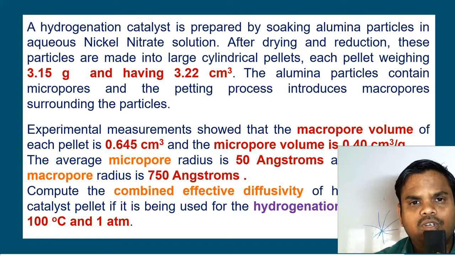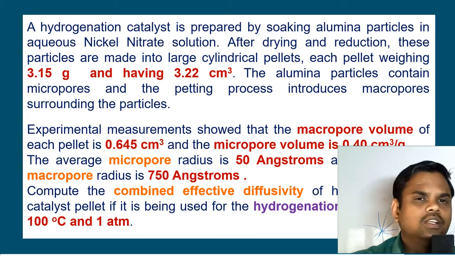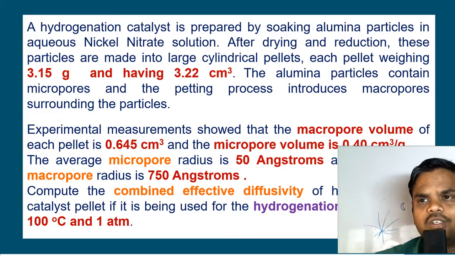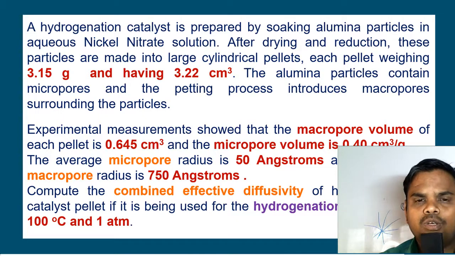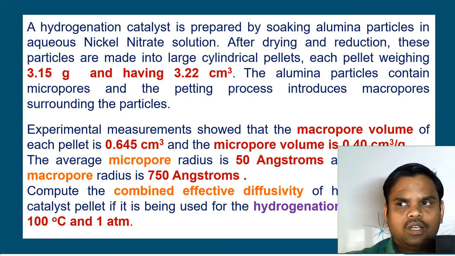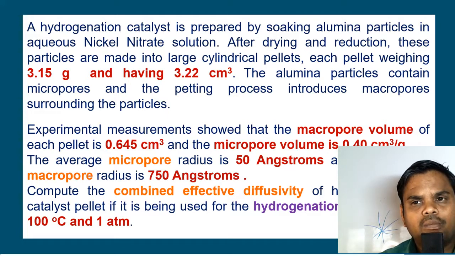Look at this problem. A hydrogenation catalyst is prepared by soaking alumina particles in aqueous nickel nitrate solution. After drying and reduction, the particles are made into large cylindrical pellets, each pellet weighing 3.15 grams and having 3.22 cubic centimeter volume.